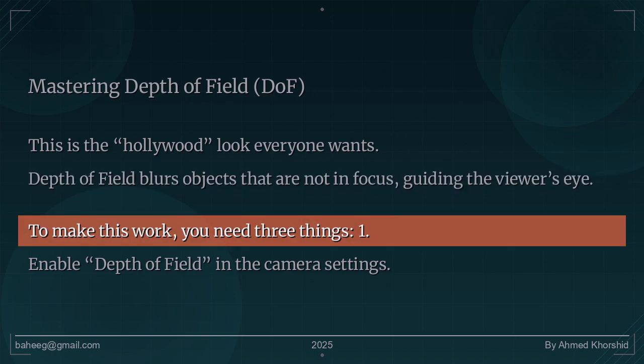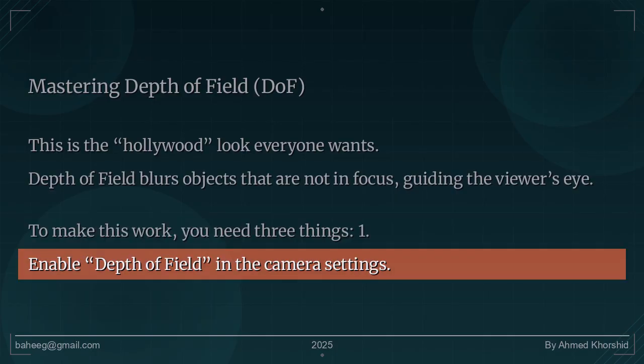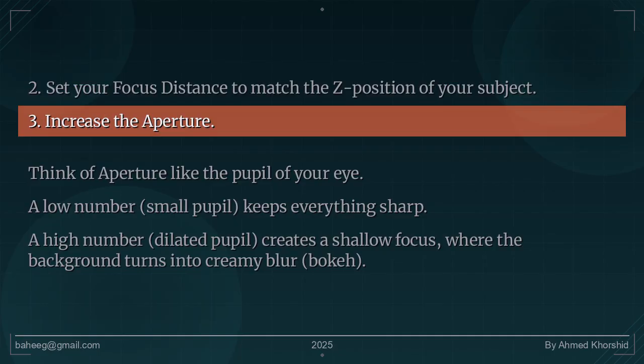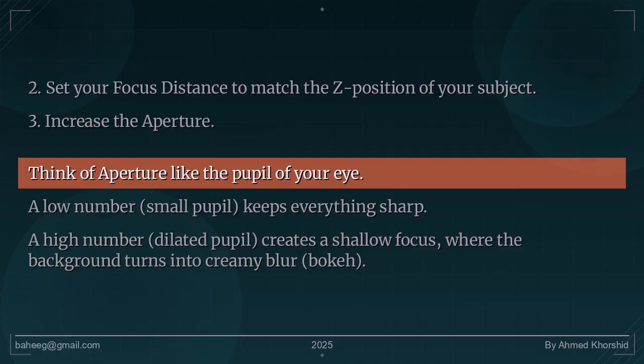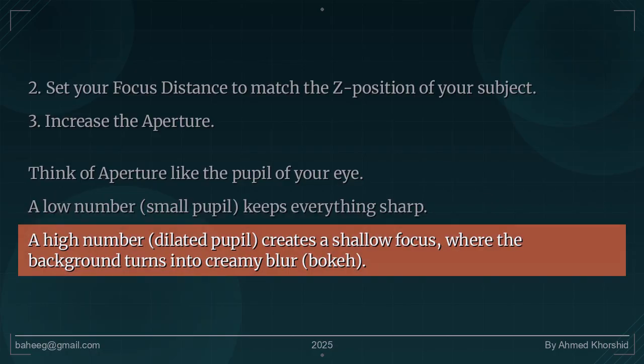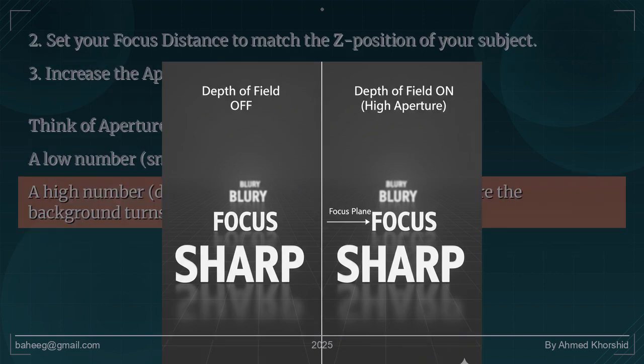To make this work, you need three things. 1. Enable depth of field in the camera settings. 2. Set your focus distance to match the Z position of your subject. 3. Increase the aperture. Think of aperture like the pupil of your eye. A low number, small pupil, keeps everything sharp. A high number, dilated pupil, creates a shallow focus, where the background turns into creamy blur, bokeh.